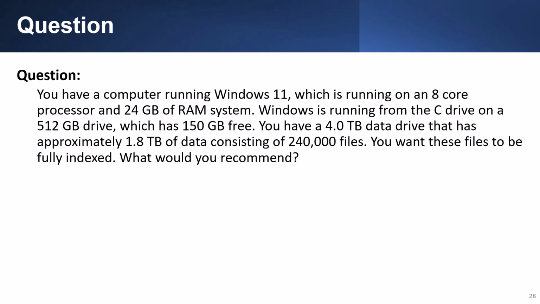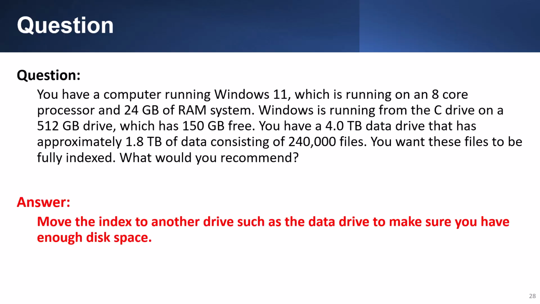Question: you have a computer running Windows 11, which is running on an 8-core processor and 24 gigabytes of RAM. Windows is running from the C drive on a 512 gigabyte drive, which has 150 gigabytes free. You have a 4.0 terabyte data drive that has approximately 1.8 terabytes of data, consisting of 240,000 files. You want these files to be fully indexed. What would you recommend? Answer: move the index to another drive, such as the data drive, to make sure you have enough disk space.